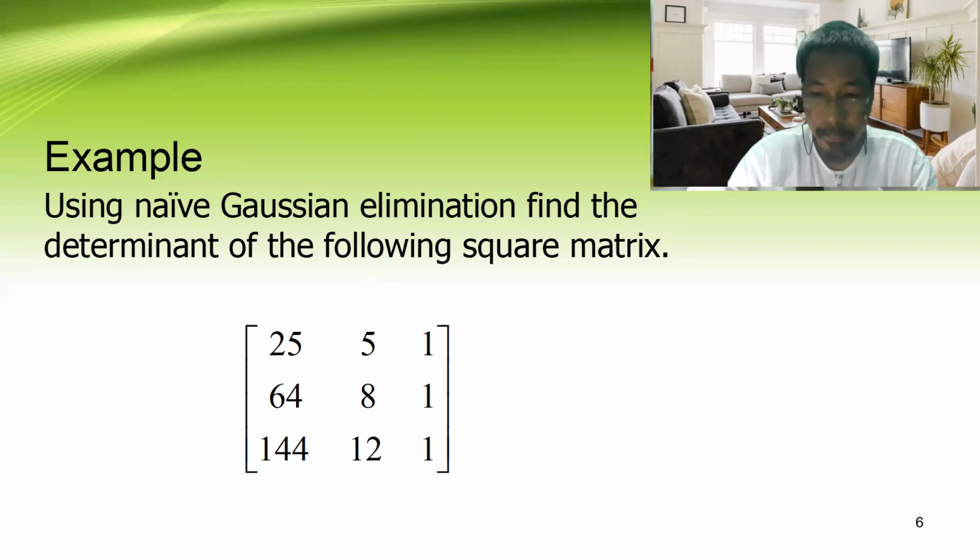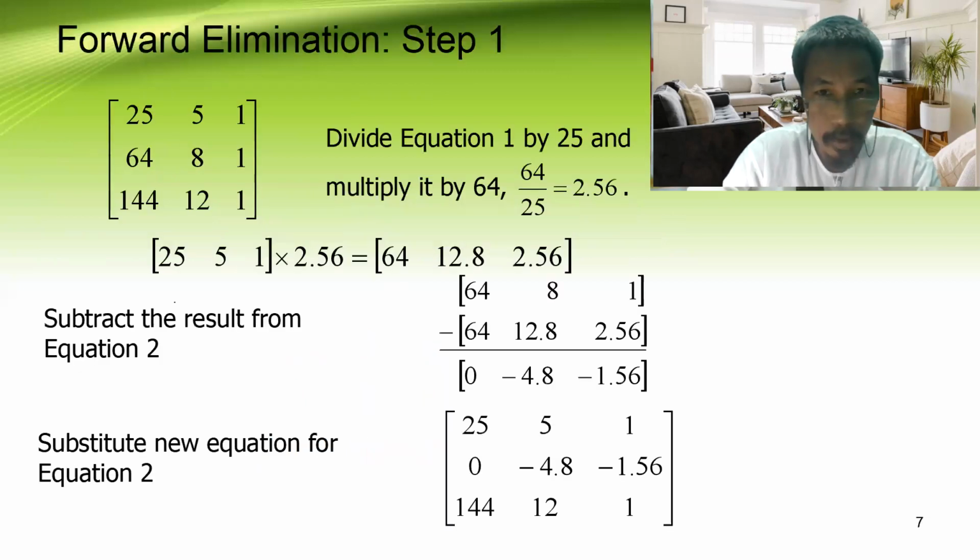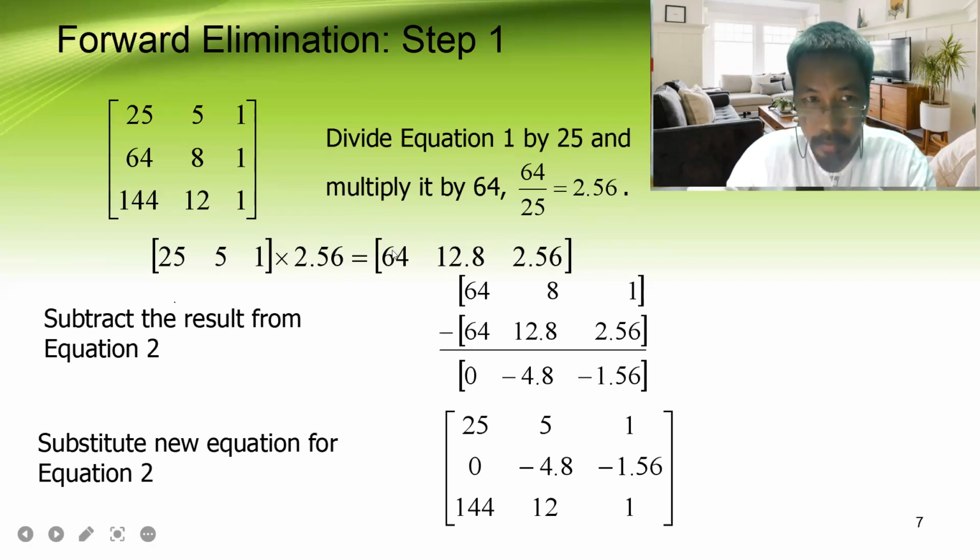That's why it is called U. U matrix is upper triangular matrix. So let us continue. Forward elimination step. Divide equation 1 by 25 and multiply it by 64. That is an operation which we need in order to eliminate the first term of the second equation. So we have the first row to be equal to this one and then subtract it from equation 2.